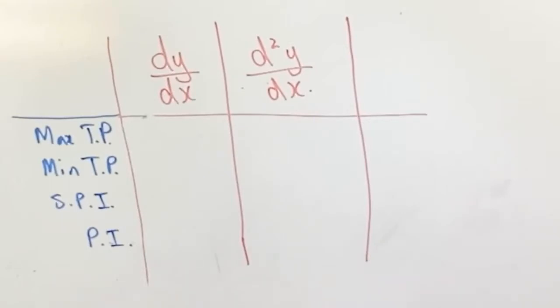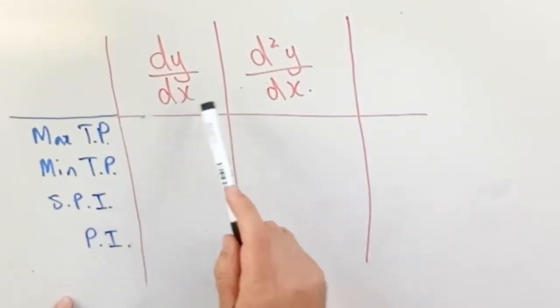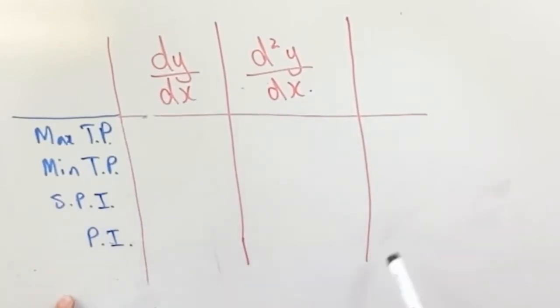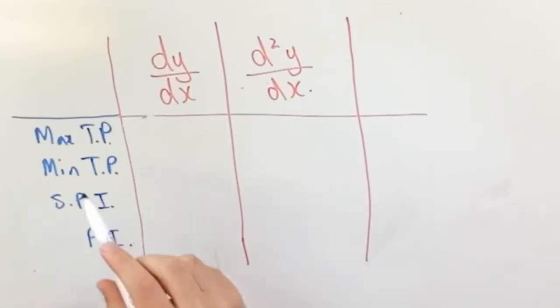We'll see what happens. Okay, today we're going to talk about how we can use the derivative and the double derivative to work out what's going on in a graph. So we need to know a few little things.